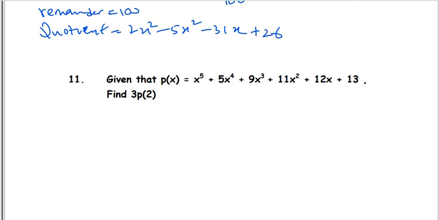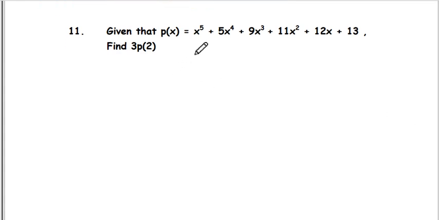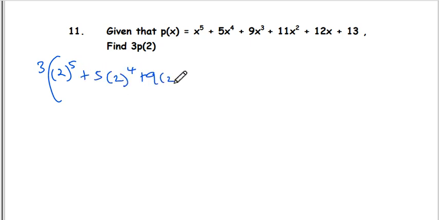Now for this question, given that p of x is x raised to the power of 5 plus 5x raised to the power of 4 plus 9x cubed plus 11x squared plus 12x plus 13, find 3p of 2. 3p of 2 means 3 bracket p of 2, so anywhere we see x, we plug in 2. So this will be 2 raised to the power of 5 plus 5 bracket 2 raised to the power of 4 plus 9 bracket 2 raised to the power of 3 plus 11 bracket 2 raised to the power of 2 plus 12 bracket 2 plus 13.